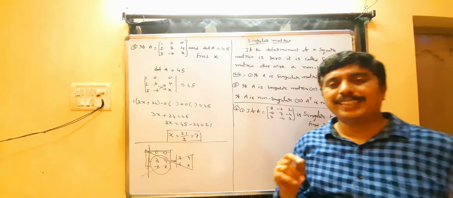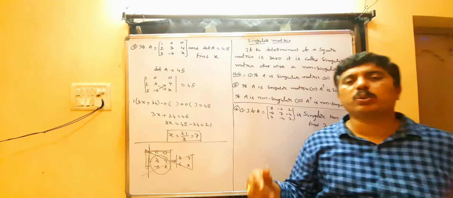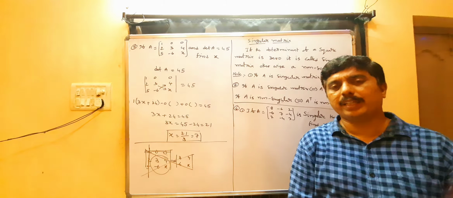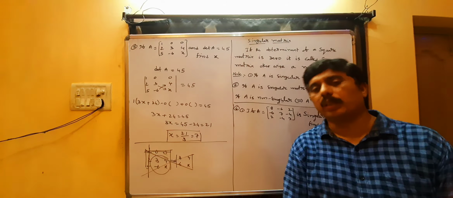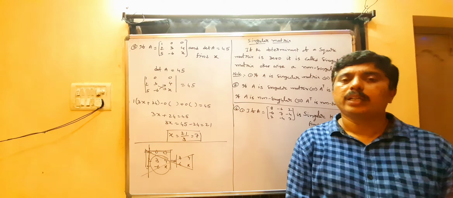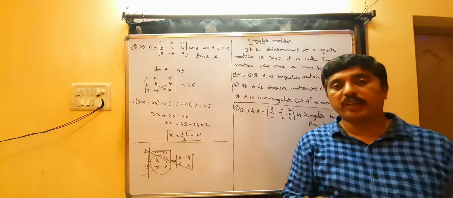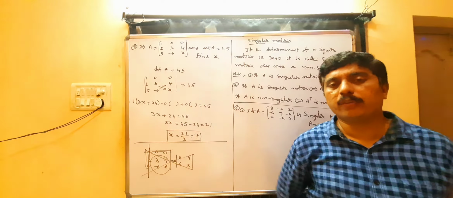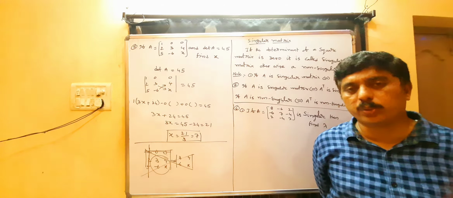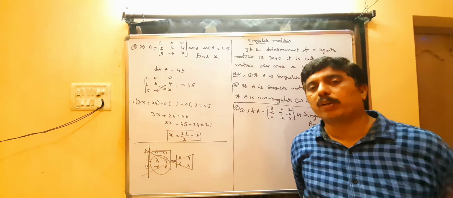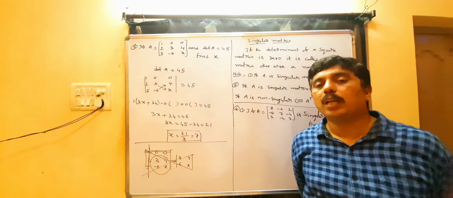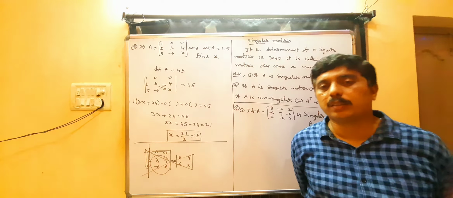ఇఫ్ సపోజ్ A ఇస్ సింగులర్ అయితే A ట్రాన్స్పోజ్ కూడా సింగులర్ అవుతుంది. A is non-singular అయితే A transpose also non-singular అవుతుంది. ఎందుకంటే det of A equal to det A transpose. Det of A equal to det A transpose properties ఉన్నాయి. I will explain those properties after completion of the first exercise. Algebra of matrix objective కంప్లీట్ చేస్తాను.